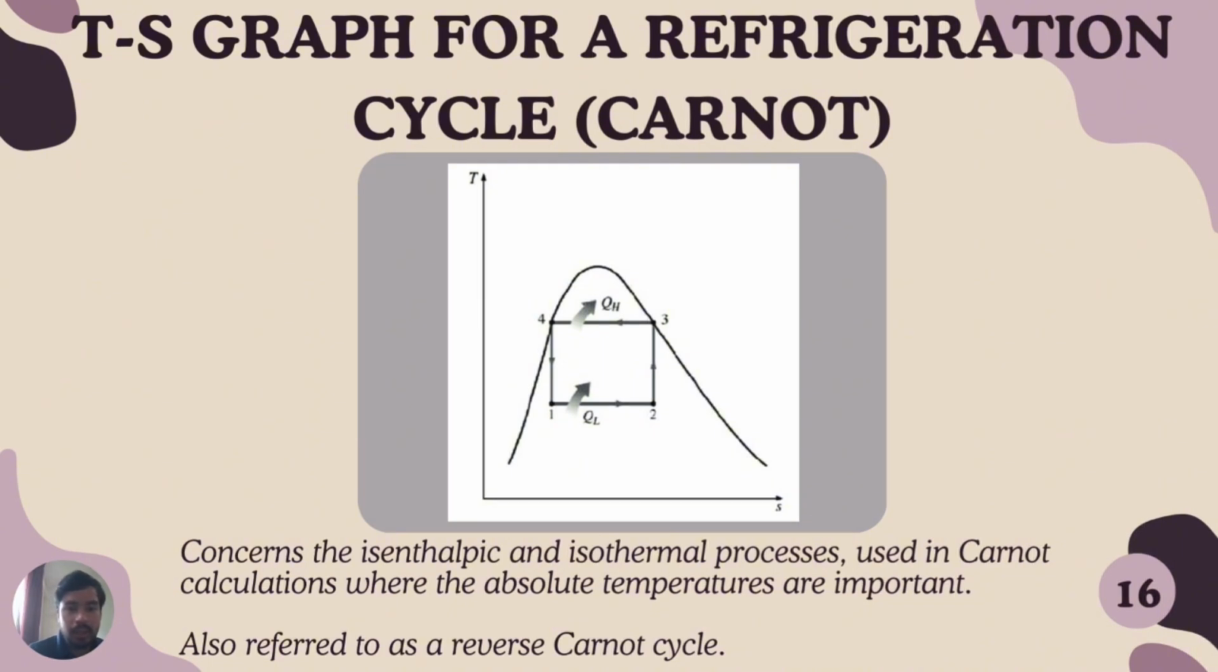So we can see at 1 to 2, the temperature is constant. 2 to 3, the entropy is constant. 3 to 4, the temperature is constant but higher than before. And then 4 to 1, the enthalpy is constant but decreases in temperature.